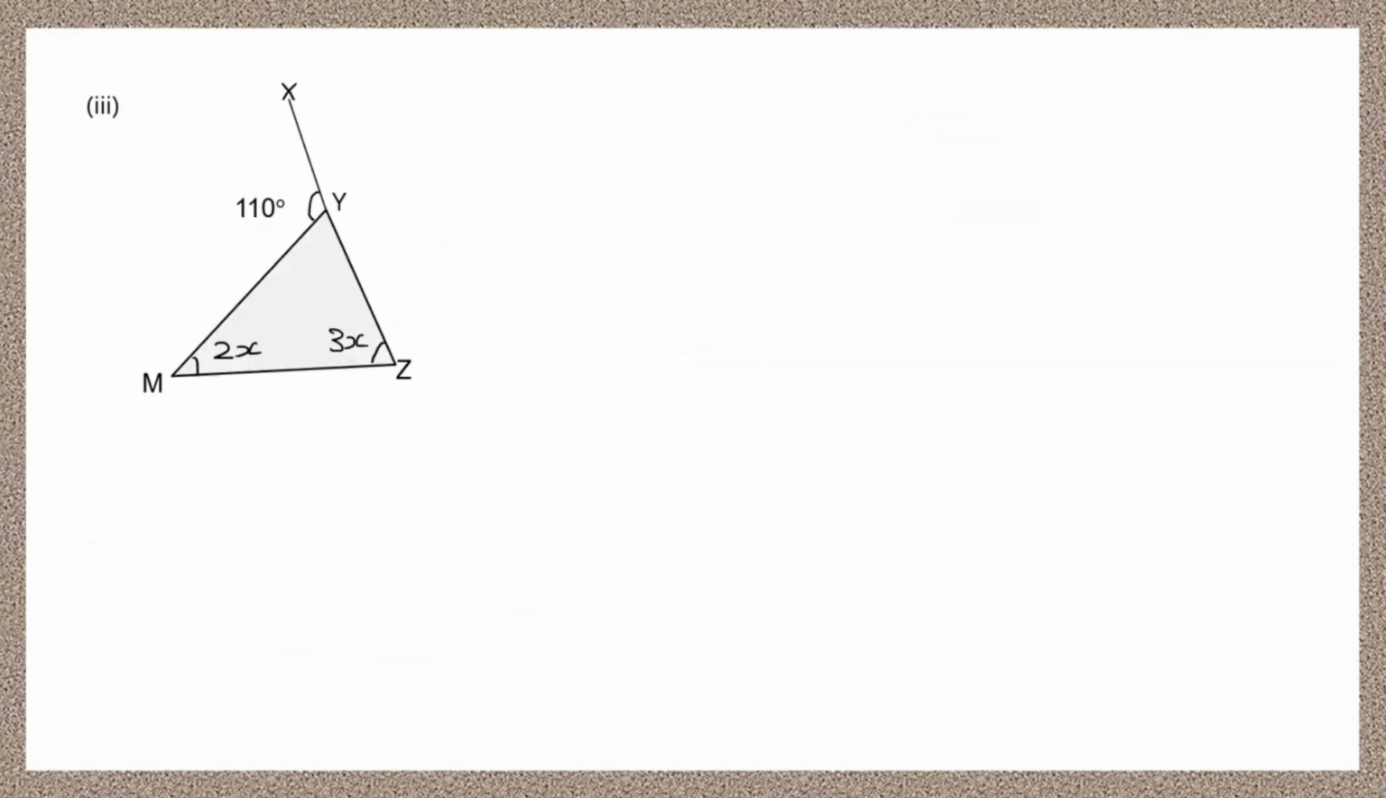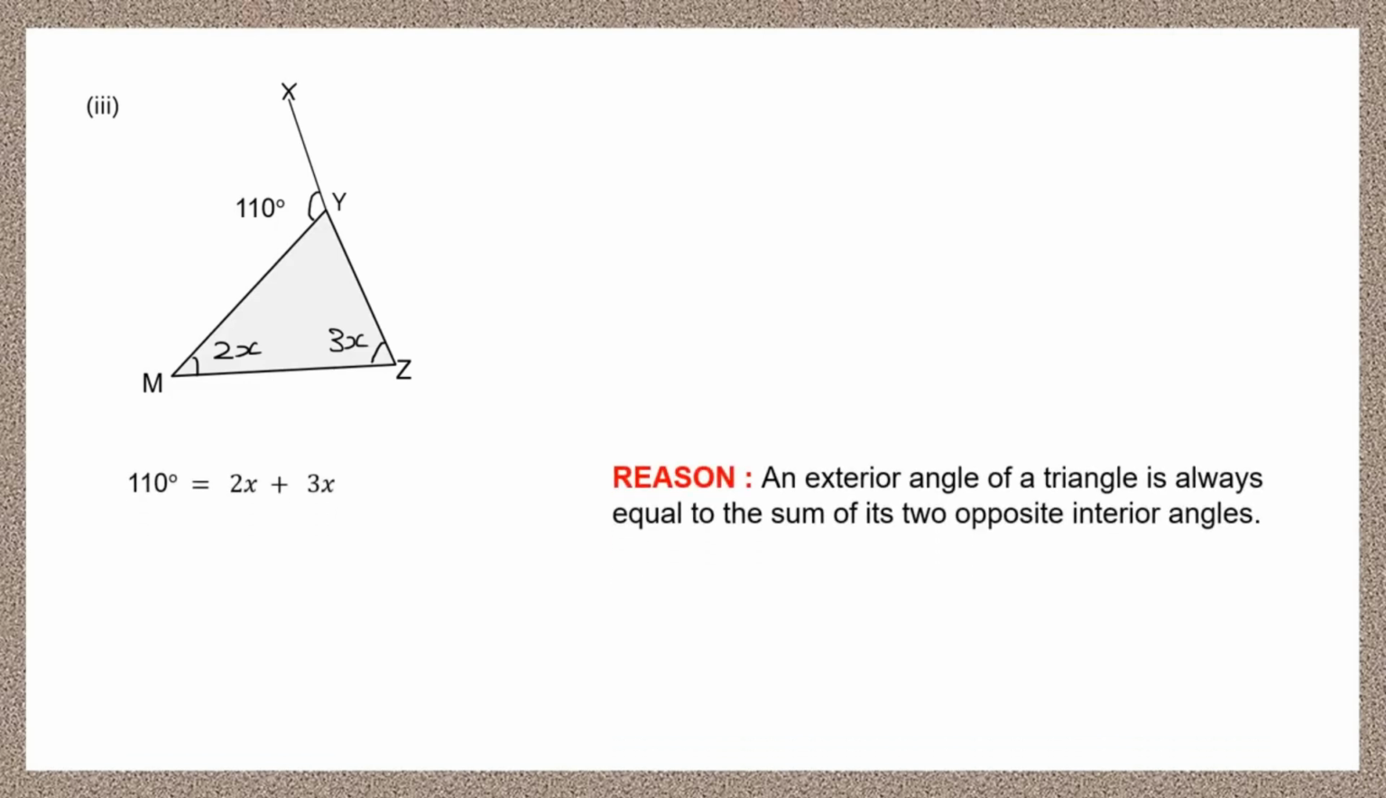Question 3. Here we have 110, the exterior angle, and that's equal to the sum of its opposite interior angles. 2x plus 3x will be equal to 110. And what's the reason? Because the exterior angle is equal to the sum of its two opposite interior angles. So 110 equals 2x plus 3x, which is 5x. What is the meaning of 5x? 5x means 5 into x is equal to 110 degrees.